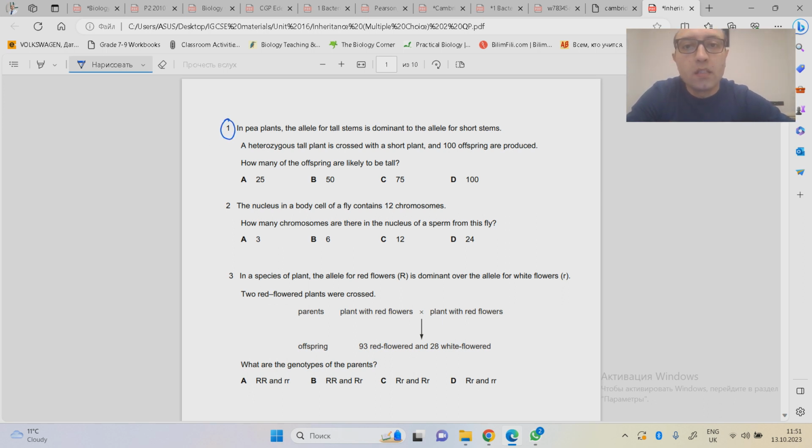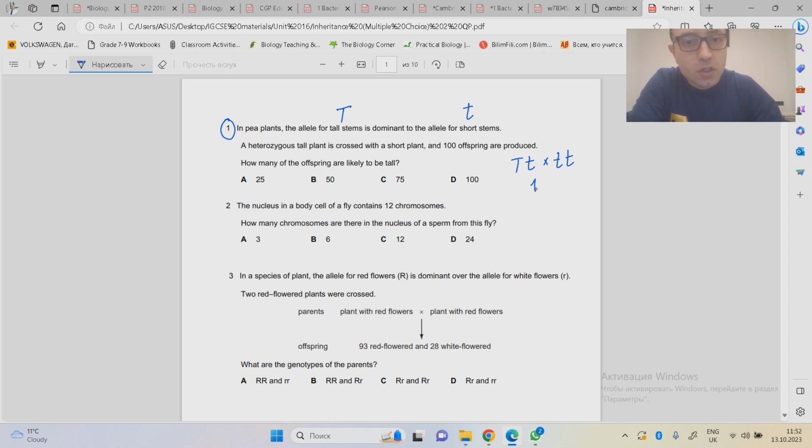In pea plants, the allele for tall stems is dominant. So tall, like capital T, let's say it is dominant. And short stem will be small t because it's recessive. A heterozygous tall plant, which will be written as capital T, small t, is crossed with a short plant. You know, short is a recessive feature and it needs to be in homozygous form. 100 offspring are produced. How many of the offspring are likely to be tall?